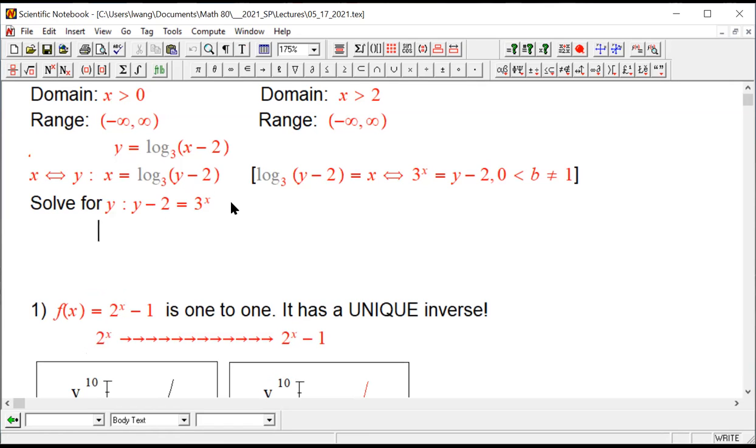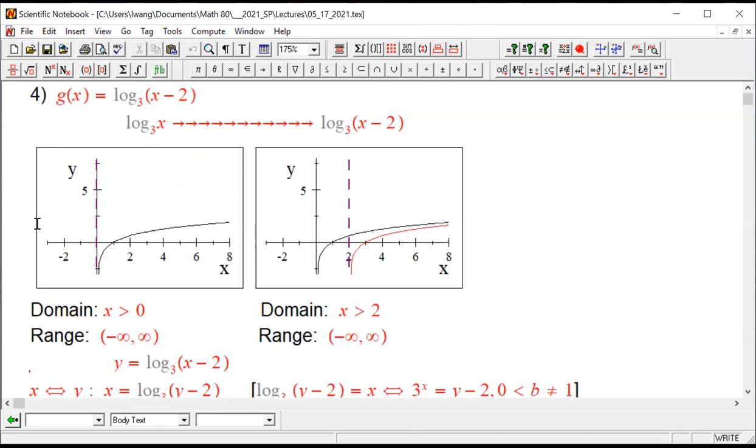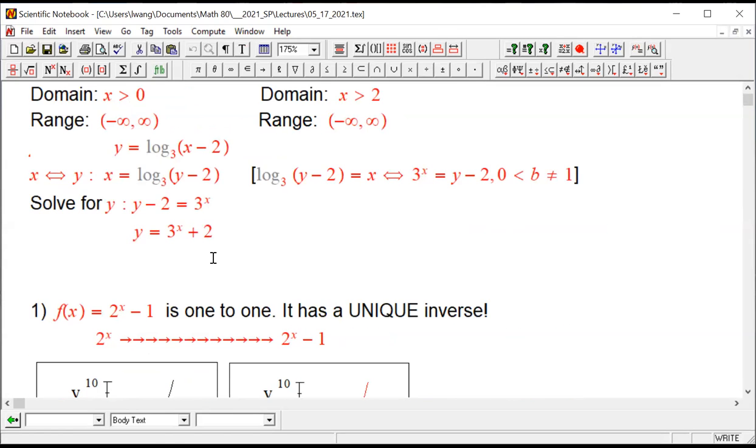And what does y equal to? Just adding 2 on both sides. So y equals 3 to the power x plus 2. Okay, so we have the picture over here. And what else do we have? Do we know this picture?